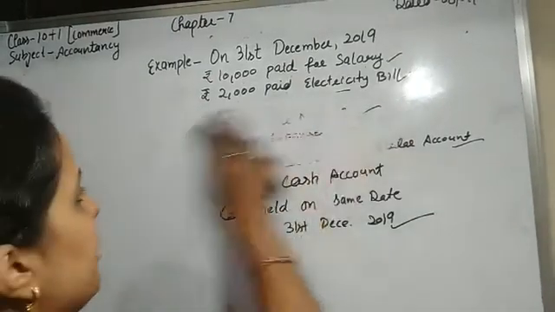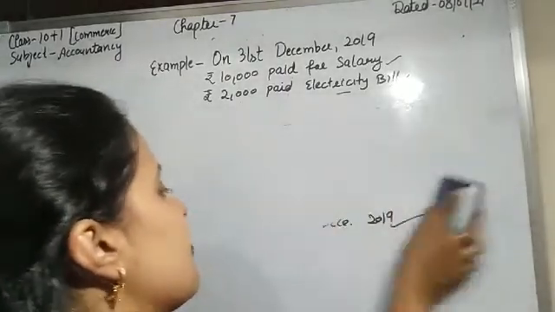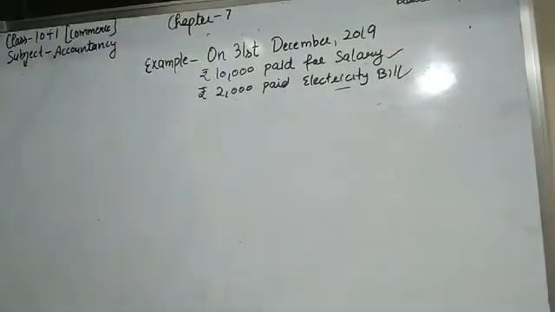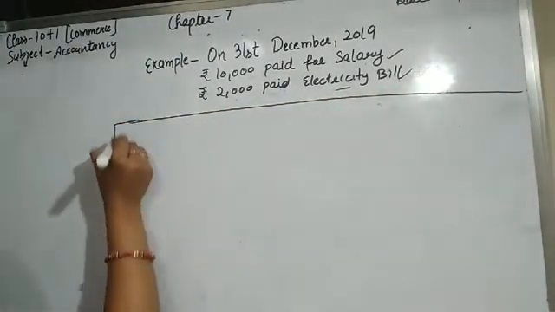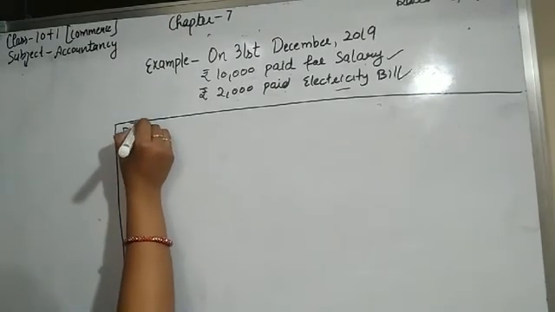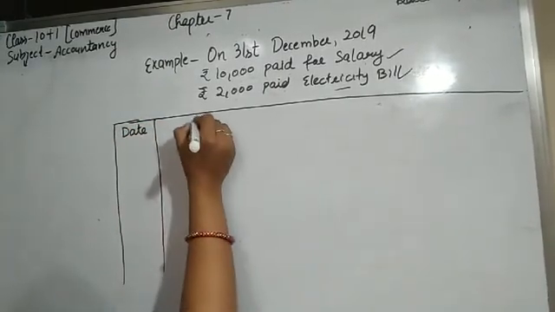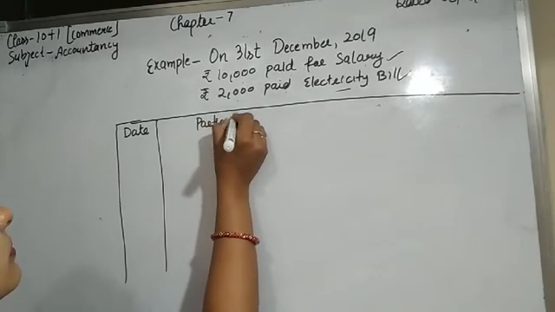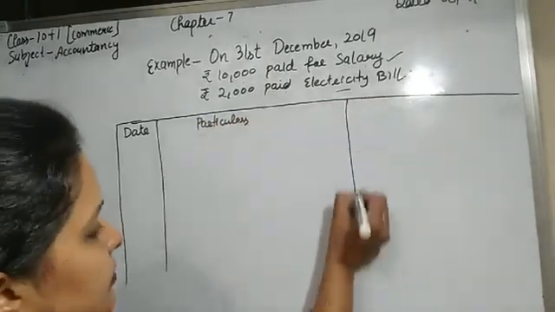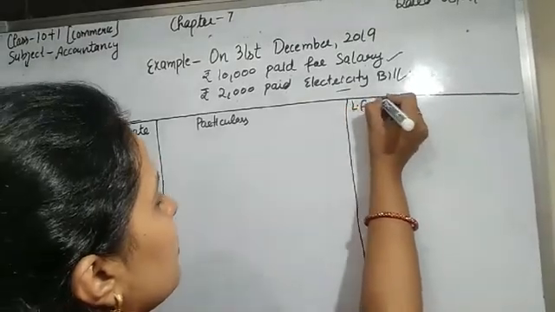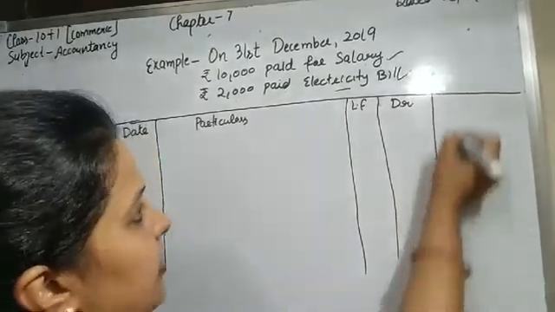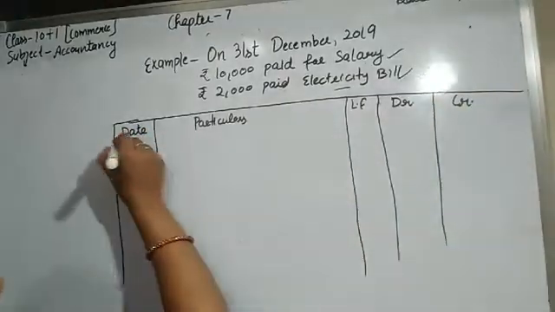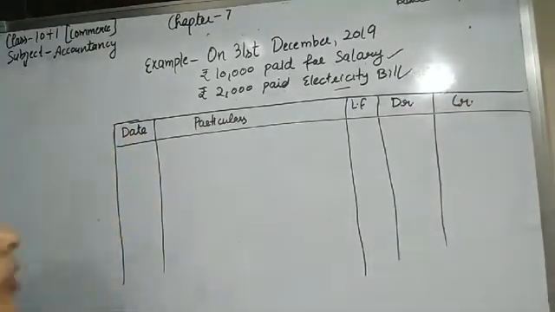So now students, look how we pass the compound journal entry in the proforma of journal. First of all, you have to draw the proforma: date, particulars, ledger folio, debit amount and credit amount. Okay students, so now we pass the compound journal entry.